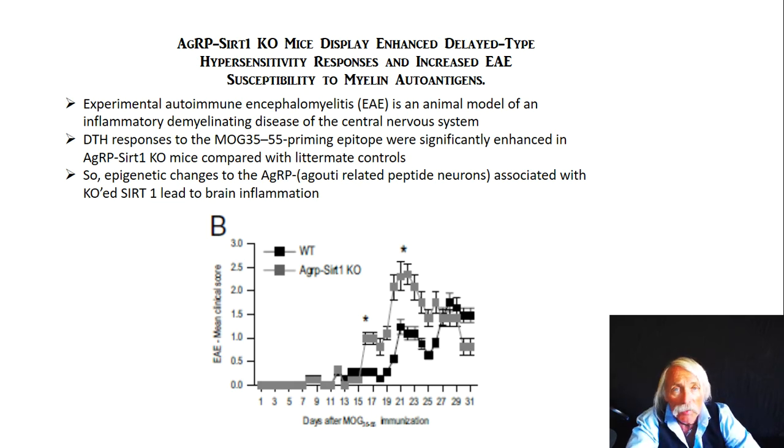So the DTH response, which is correlated with that, to adding that peptide, which is called a priming epitope in terms of how the experiment's done, was significantly enhanced in the knockout mice compared with the littermate controls. So you get more of a hypersensitive response, more of the full-blown EAE. What that says is that changes to the AgRP, the agouti-related peptide neurons in the hypothalamus, associated with knocked out SIRT1, which is what we did here, led to brain inflammation.